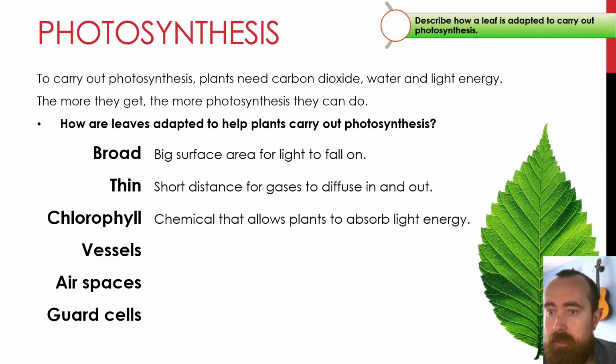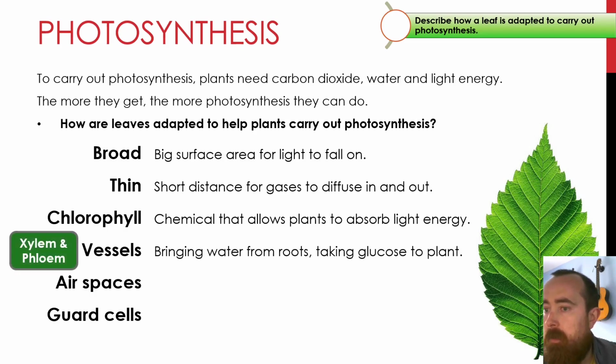Leaves are packed with chlorophyll. Chlorophyll is the chemical that you find in chloroplasts, which is the organelle, the little bit inside the cell where photosynthesis takes place. They have a lot of chlorophyll in them, especially on the upper surface, that allows them to absorb a lot of light energy. Those vessels, those veins, and you can see them on the leaf there, are for bringing water up from the roots and taking glucose to the plant.